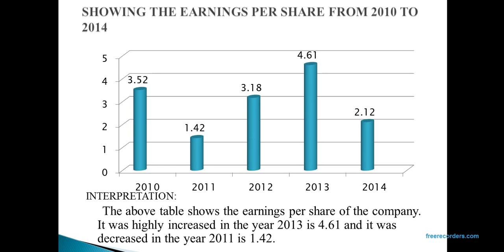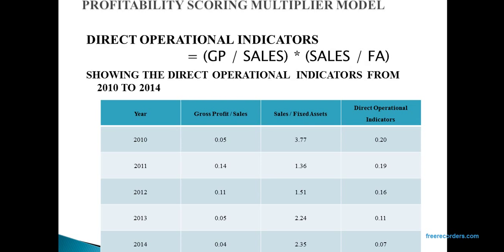Interpretation. The above table shows the earning per share of the company. It was highly increased in the year 2013 at 4.61 and it is decreased in the year 2011 at 1.42.